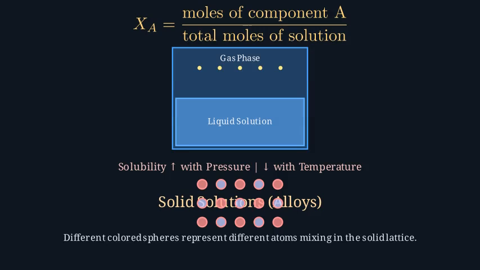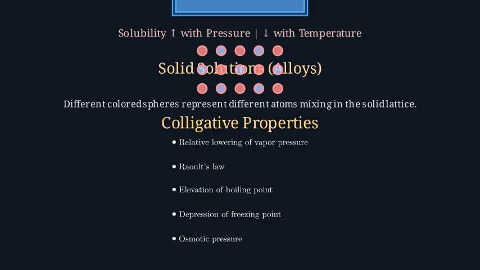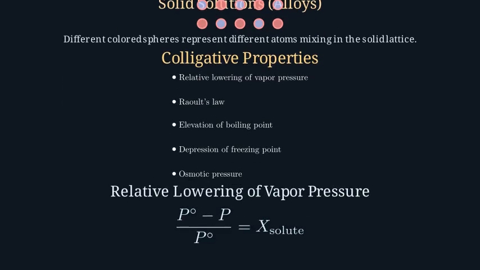Colligative properties depend only on the number of solute particles, not their identity. We'll explore relative lowering of vapor pressure, Raoult's law, elevation of boiling point, depression of freezing point, and osmotic pressure. First, vapor pressure lowers because solvent molecules are fewer at the surface. Relative lowering equals the mole fraction of the solute.